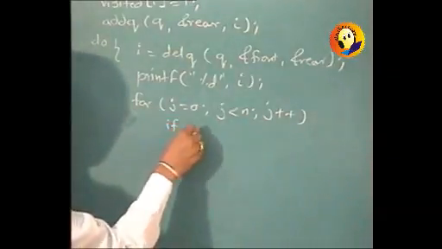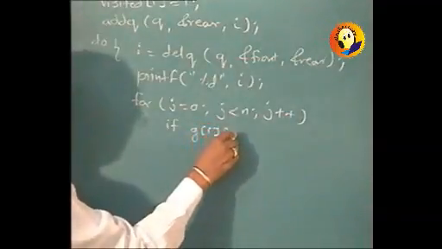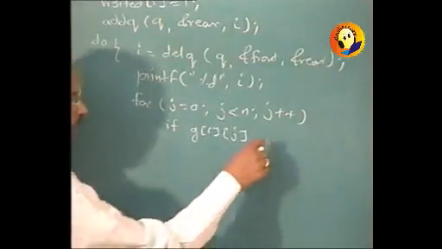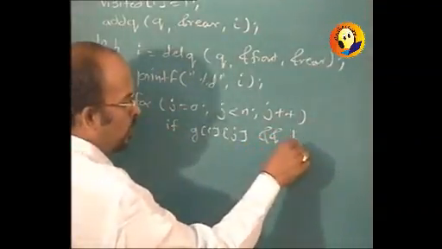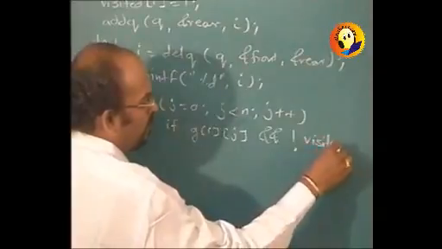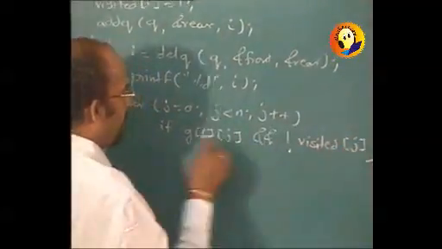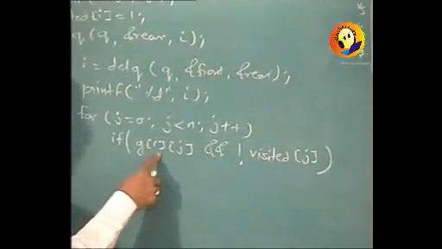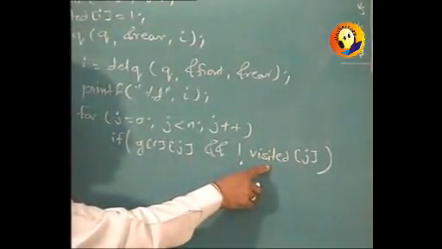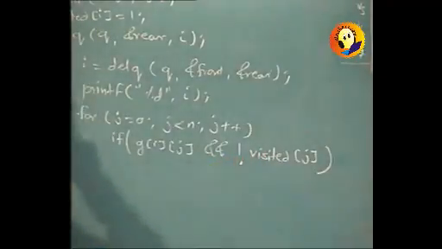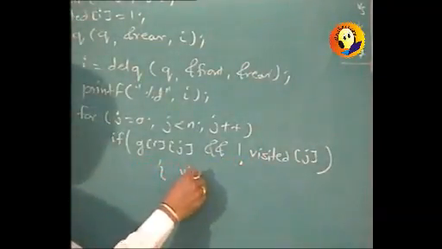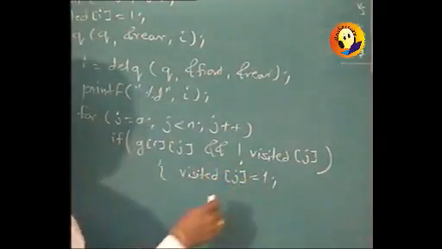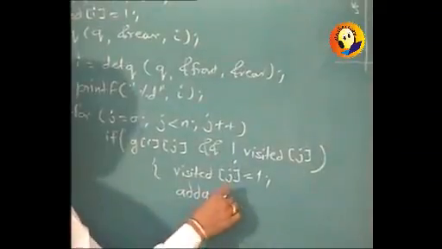If g of ij is equal to 1 and not visited j. In ith row jth column position you have 1 and corresponding visited is 0, so not of 0 will be true. In that case you will have to mark it as visited and add it to the queue.